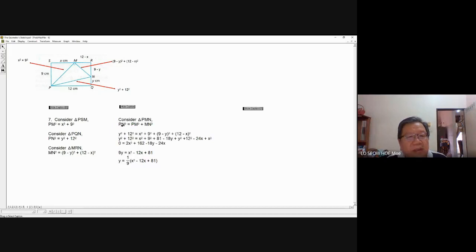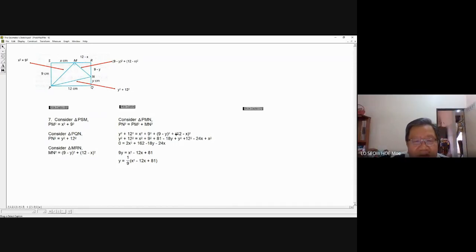And the next part, you substitute PN with what you have found earlier. You replace the PN square here with this expression. Similarly, you replace the PM square with the expression you have found earlier here. And lastly, you replace MN square with the expression that you have found earlier here. So actually, using the Pythagoras theorem, you can form a relationship. This relationship involves x and y.